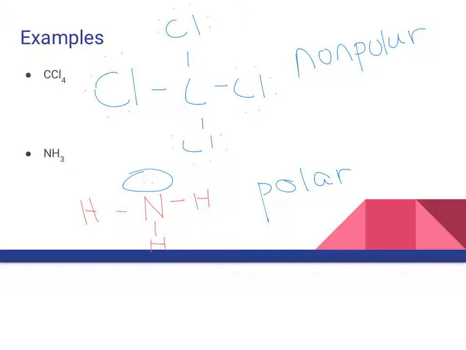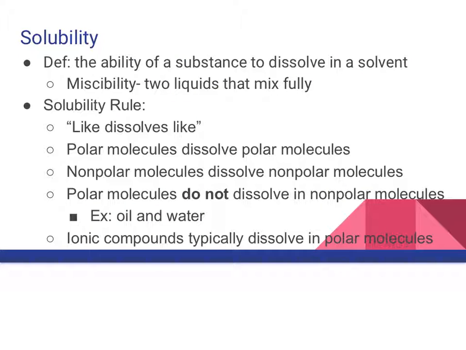So why is this important? Well, the shape and polarity of a molecule is important because it can help us determine some of the properties of the various substances. On this slide, we have a polar and a nonpolar molecule, so we would expect these two substances to not mix. Water and CCl4 would not mix with one another. And so one of those properties we're going to look at is this idea of solubility.